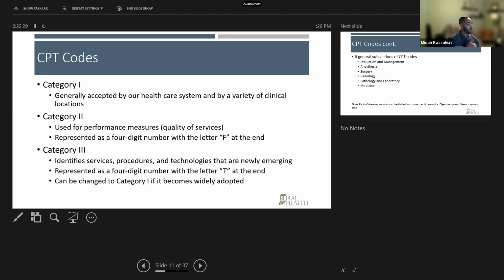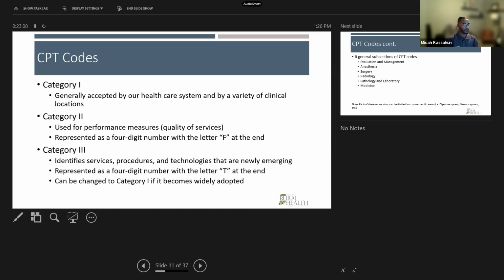All right. So looking at these 3 categories, we have category 1. These are generally accepted by our healthcare system and by a variety of clinical locations. And then there's category 2. These are used for performance measures, just for quality of service, accountability. These are represented as a 4-digit number with the letter F at the end. So typically, when dealing with CPT codes, you will be dealing primarily with category 1. But this is just to give an overall understanding and an overall summary.